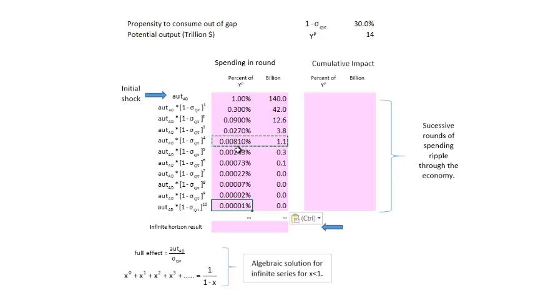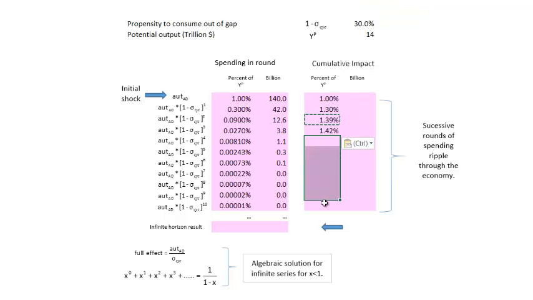Now let's take a look at the cumulative impact. The cumulative impact is adding up each round. So the initial round was just 1%. In the second round, the cumulative impact was the 1% plus the 0.3%, or 1.30. In the third round, the cumulative impact is 1.39. In the fourth round, the cumulative impact is 1.42, and so on and so on. And you're going to see here that we're actually going to top out here at 1.43%.